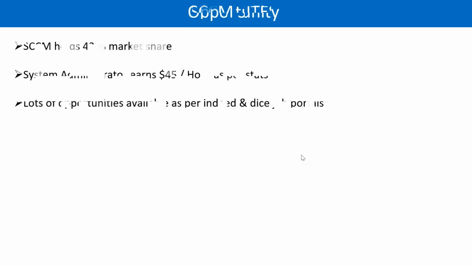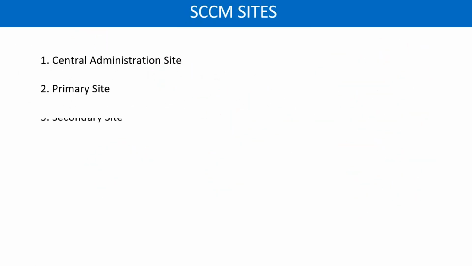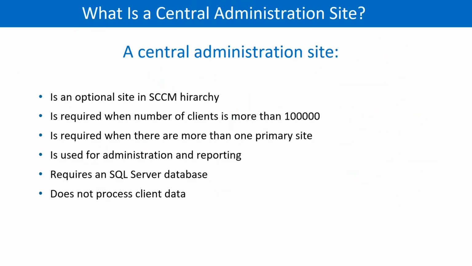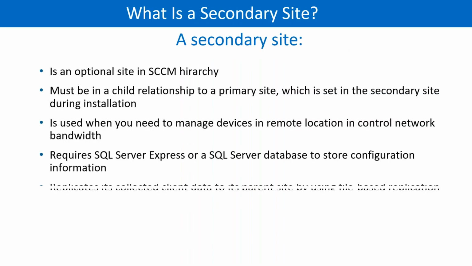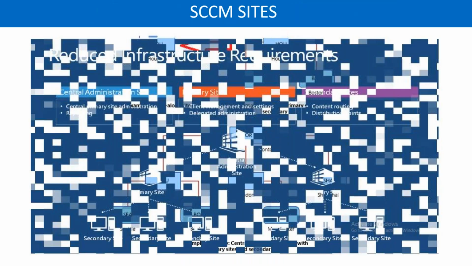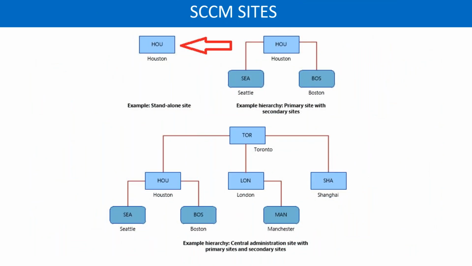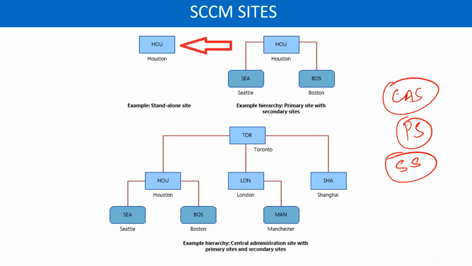So that's the opportunities in SCCM, the current and the future value of this product. Now I'm going to take you to the slide. There are 3 sites in SCCM: primary, central, and secondary. The first site is the central administration site, the second is the primary site, and the third is the secondary site.